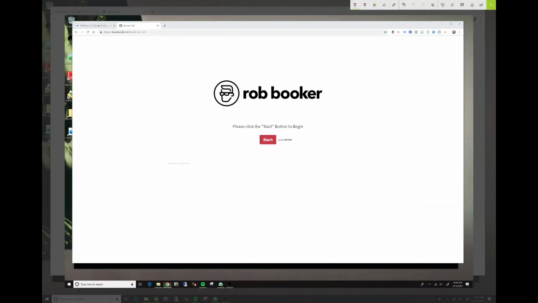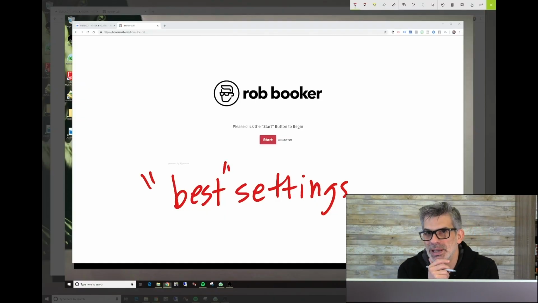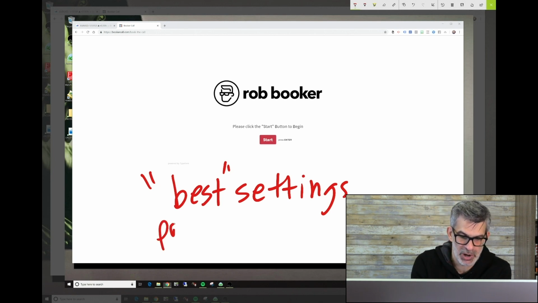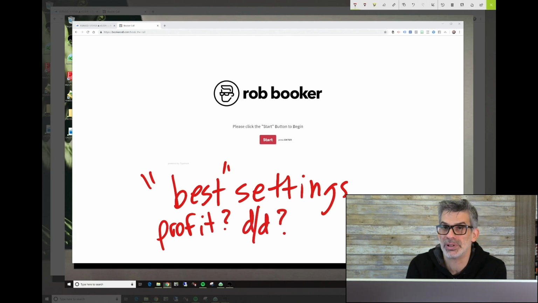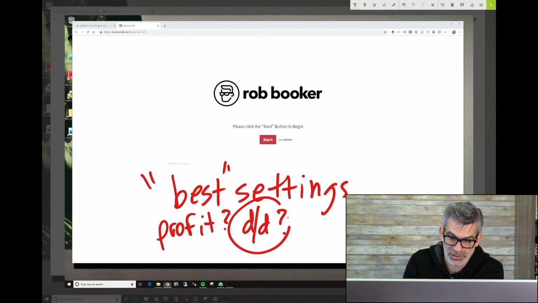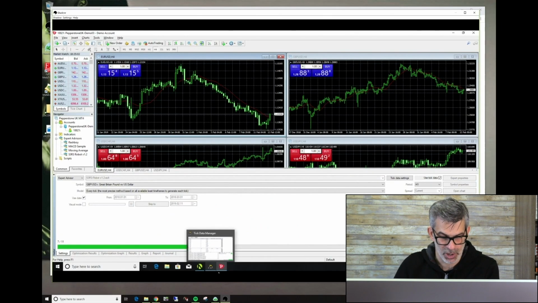Optimization can be a double-edged sword. When you optimize, you want to find the best settings for something. But there are no best settings, right? Best settings can be a really complicated term. Is best settings the most profit? Is the best setting the lowest drawdown, or the lowest amount of money lost? Well, that's certainly a possibility. There are lots of different possible definitions of best settings. My best settings concentrate on losing the least amount of money, or having the smallest drawdown possible.